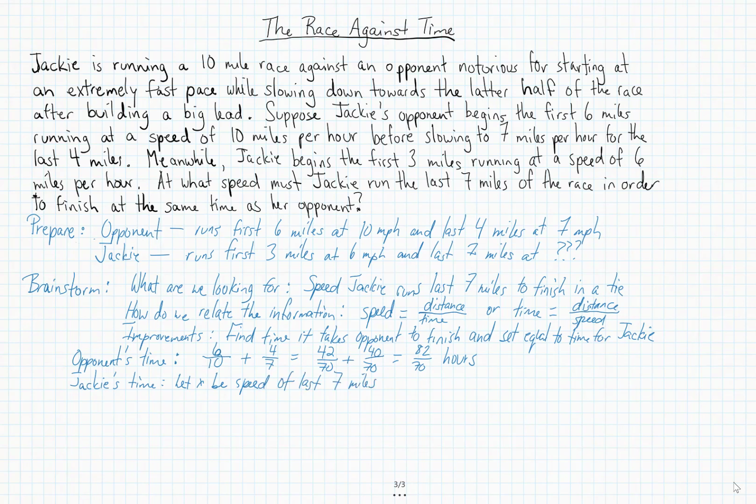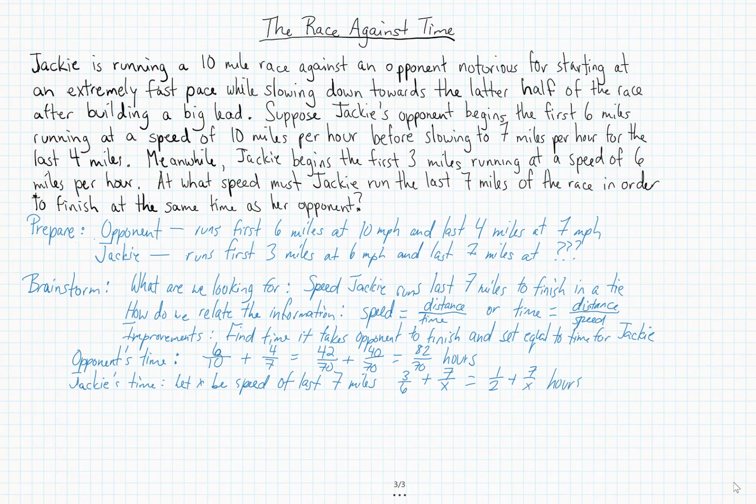So in Jackie's first part, notice she runs 3 miles at 6 miles per hour. So you take the 3 for the distance, and you divide that by the speed. It comes from our equation for time. And then plus 7 divided by x, right? And the reason it's x is due to x being that missing thing we're looking for. So this can be reduced down to 1/2 plus 7 over x. And remember, this is also in hours, right? That's important. So now, how do we proceed from here?